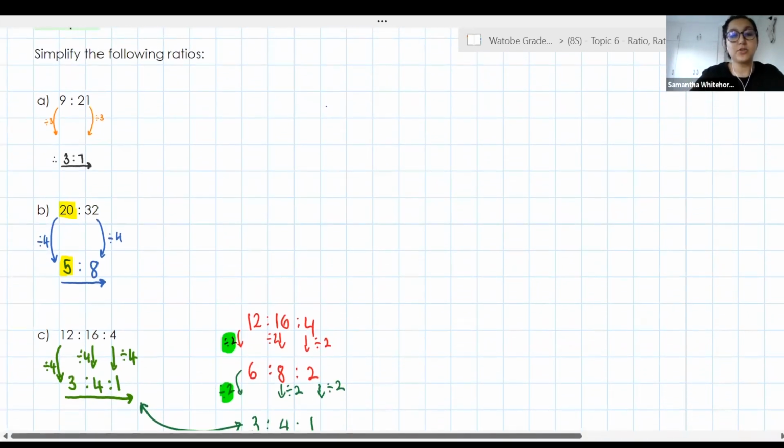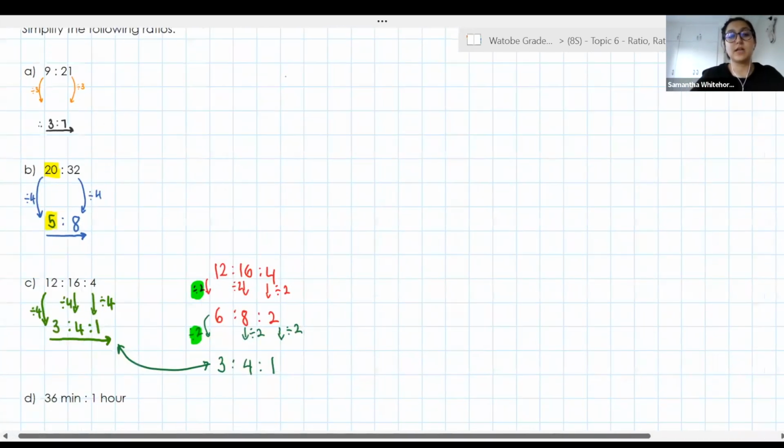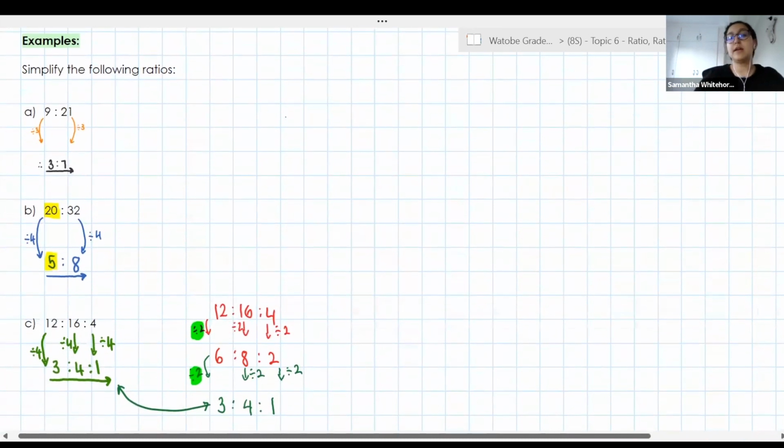Right, so I'm going to let you screenshot those, just because otherwise we're going to start to get quite small on our screen here. And then we're going to have a look at our next example.